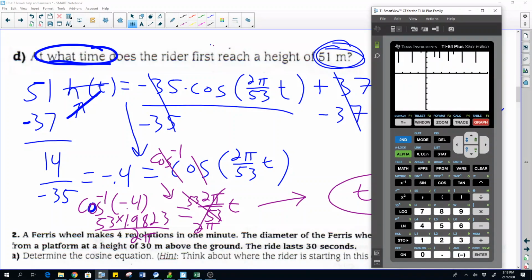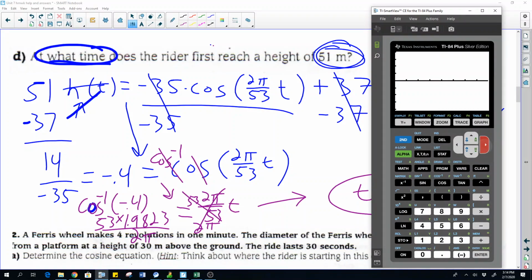Whoa! I highly recommend you push zoom and 7, zoom trig. There we go. Now we're starting at 2 meters high at time 0. At what time is it going to take us to get up to 51 meters? Look at the y value. When do we stop? Well, when the height reaches 51 meters.